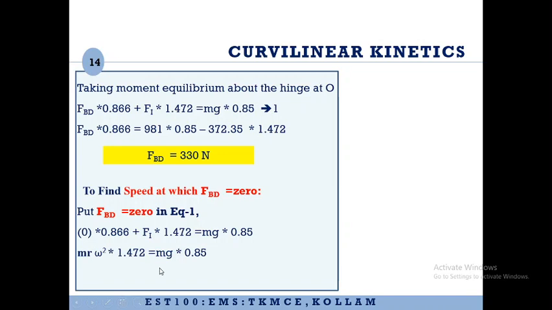So if we solve that, we will be getting Fi replaced as m r omega square, and solving the equation we will be getting omega equals 2.582 radian per second, that is 24.66 rpm. Therefore initially it started and it was rotating at 20 rpm, and when it was rotating at 20 rpm, the force in FBD was 330 Newton. Now as the speed was increased, the force in FBD started decreasing, and when the speed of rotation reached 24.66 rpm, the force in FBD became 0.